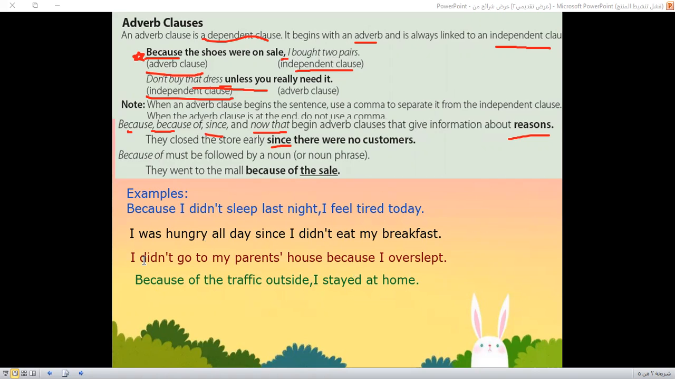But here, we started with the independent clause in these two examples. I was hungry all day since I didn't eat my breakfast. No comma. Why? Because I started with the independent clause. I was hungry all day, this is the independent clause. I didn't go to my parents' house, this is independent. Because I started with the independent clause, no comma. If I start with the adverb, because of or since, then yes, I'm going to put a comma.